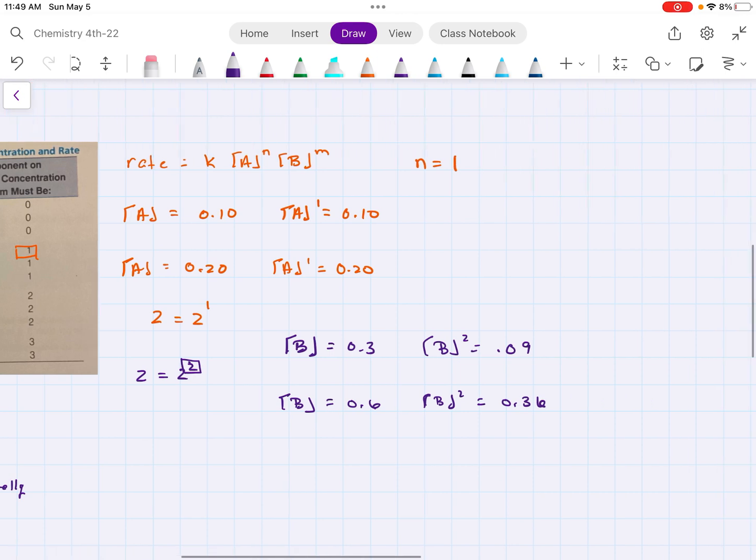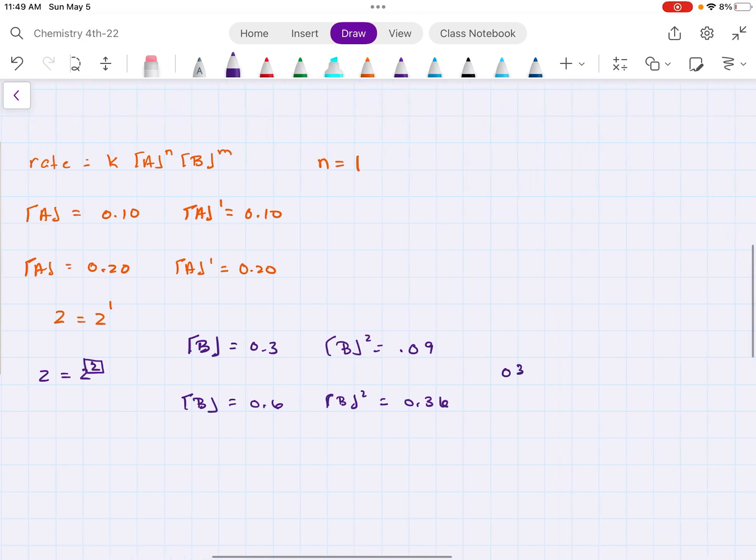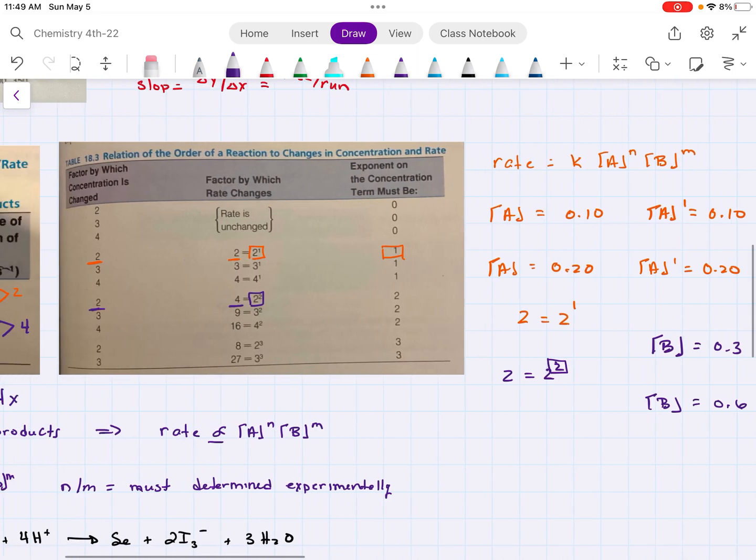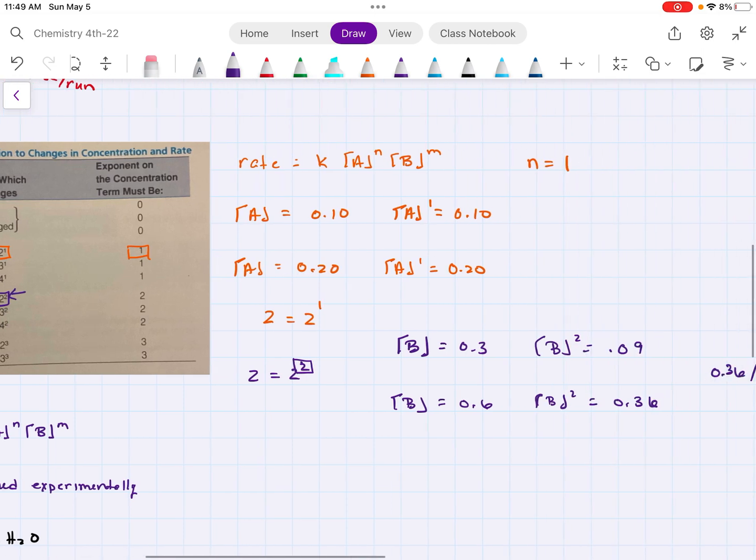Now, if I take 0.36 and I divide that by 0.09, then you get a factor of 4, right? So what this is showing you is this, right? If you double the reactant, I'm going to just abbreviate with R, if you double the reactant and you see a 4-fold increase in the product, then in order for that to be true, this reactant has to be squared, right? So what we found here is that M is equal to 2.